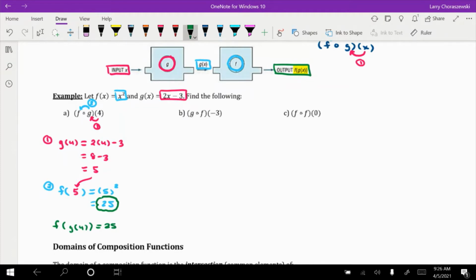Okay, you want to give this a shot with part B? I'll give you a minute to work on that, then we'll go over the result.